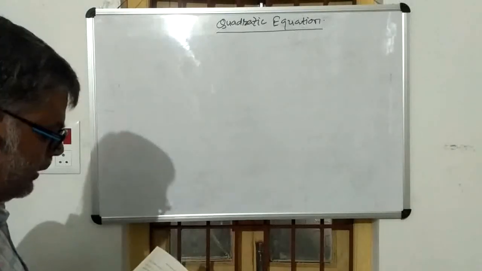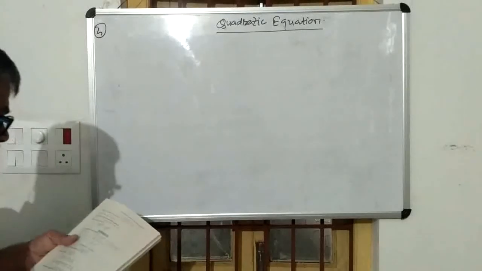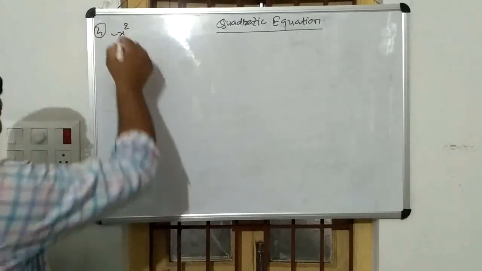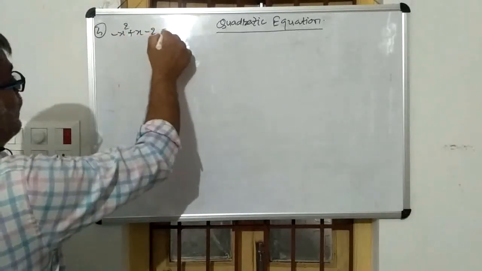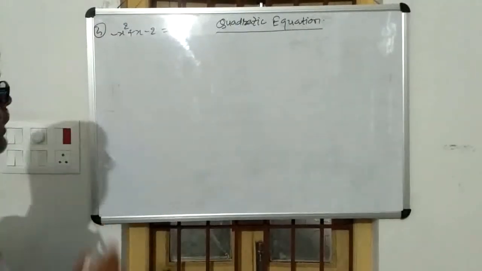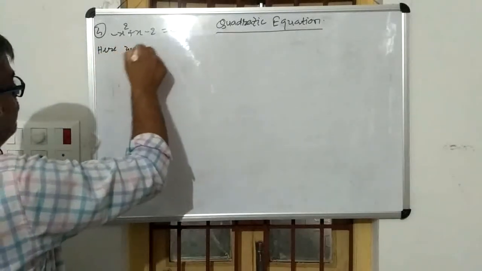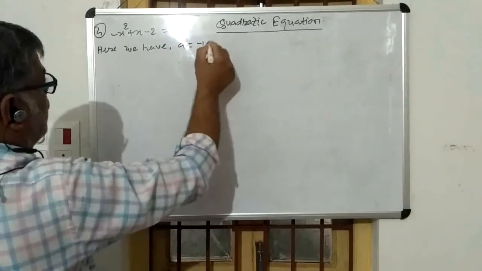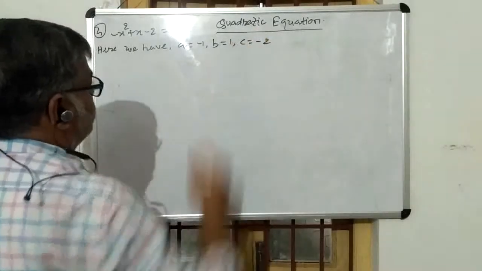Let's see another question, that is question number 4. 4 is minus x square plus x minus 2 equals to 0. Here we can recognize, here we have a equals to minus 1, b equals to 1 and c equals to minus 2.